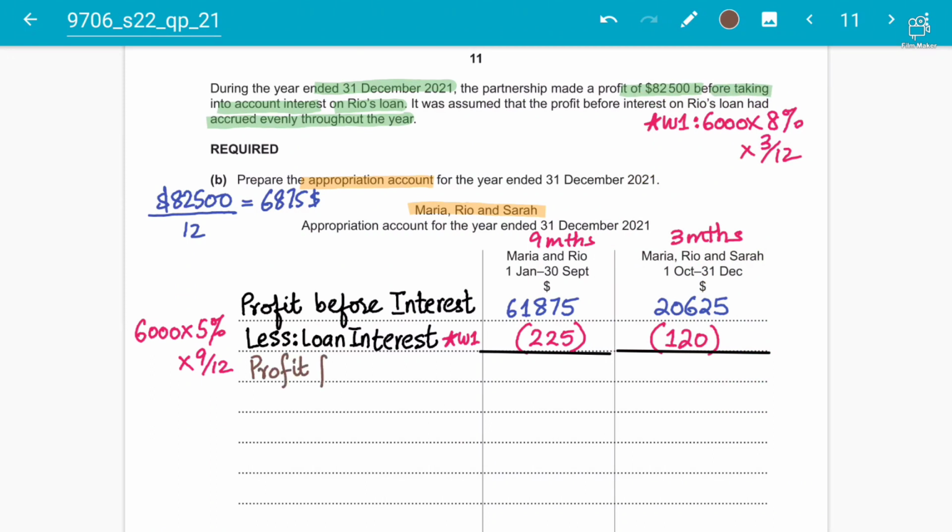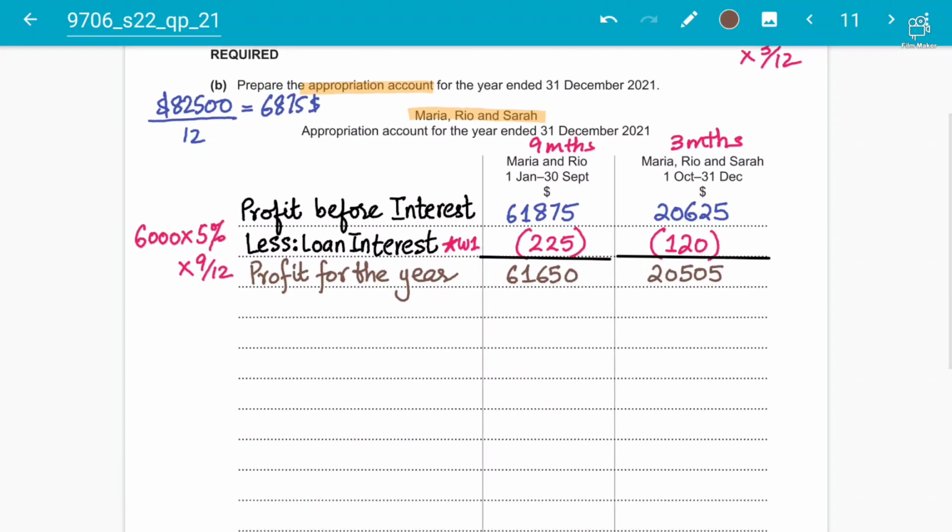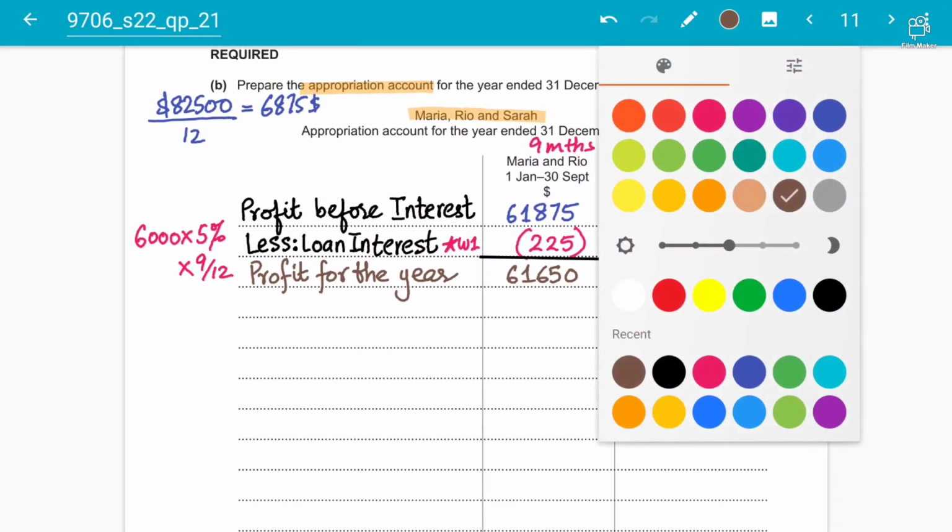So we got profit for the year in 2 parts. That's going to come as 61,875 minus 225. That makes it 61,650. And this one should be 20,625 minus 120. It comes out as 20,505, okay? We need to understand, everyone, hope everyone is clear up till now. Make sure you're following, copying, and as well as solving together, okay?